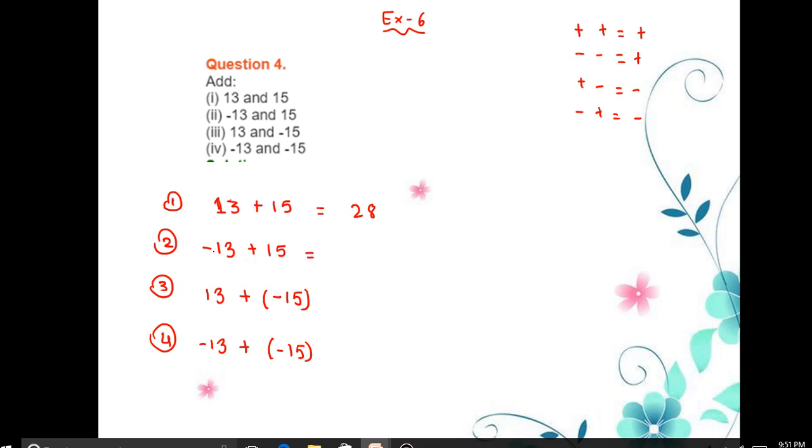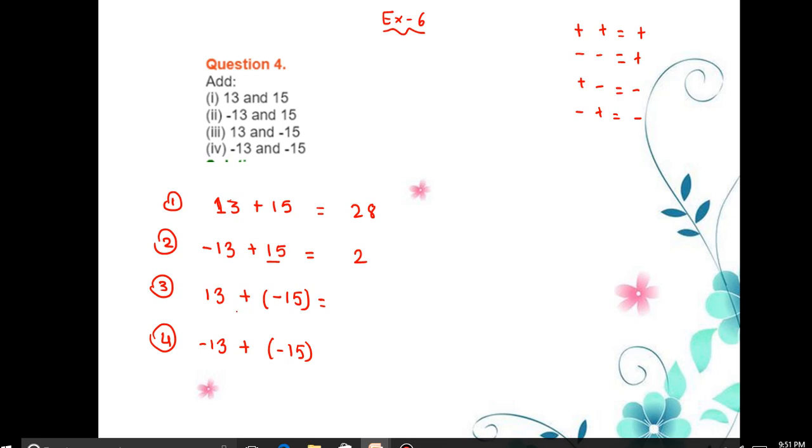Now see the second one, minus plus. Minus plus becomes what? Minus plus becomes minus. So you have to do the subtraction. So perform the operation. 15 minus 13, it will be 2. Now what is greater? 15 is greater or 13 is greater? 15 is greater. What is the sign with 15? Plus. So it will be plus 2. So no need to write the plus sign.